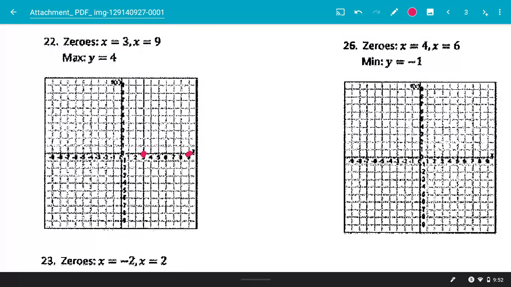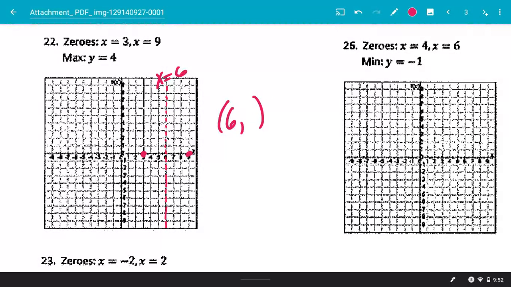So every time I found those two intercepts, I find the middle. What's exactly in between? 1, 2, 3, 4, 5, 6. So half of 6 is 3. So 1, 2, 3. So my axis of symmetry is going to go through 6 here. So my vertex is going to be somewhere on that line, okay, at x equals 6.